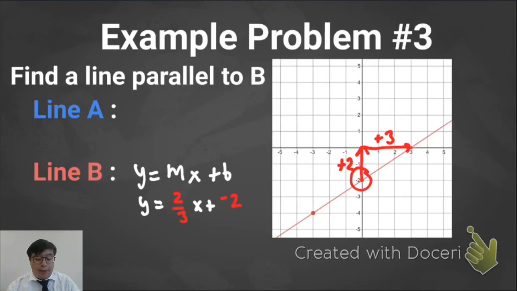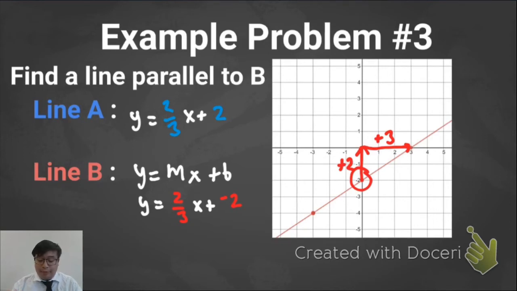In order to find a line that's parallel to B, I want a line that has the exact same slope. So if line B has a slope of 2/3, then I know that line A has to have a slope of 2/3 as well. So y equals 2/3 x. And for my starting point, it doesn't really matter what my starting point is. So just for this example, I'm going to leave my starting point as positive 2.